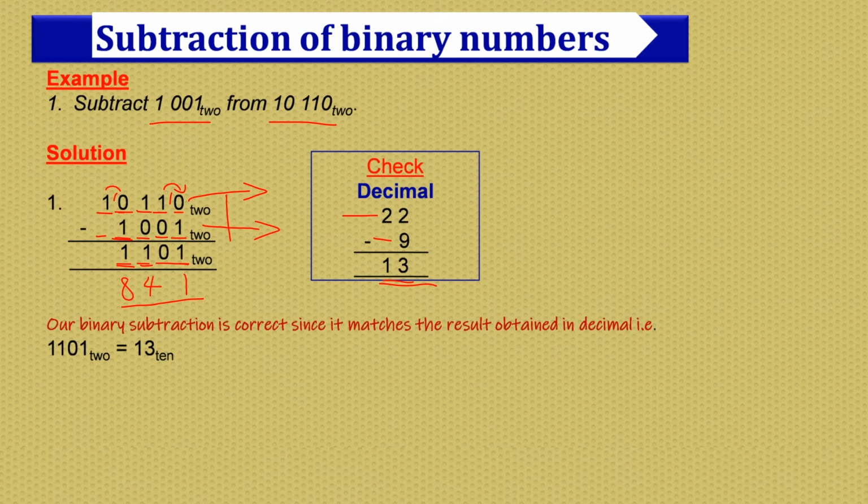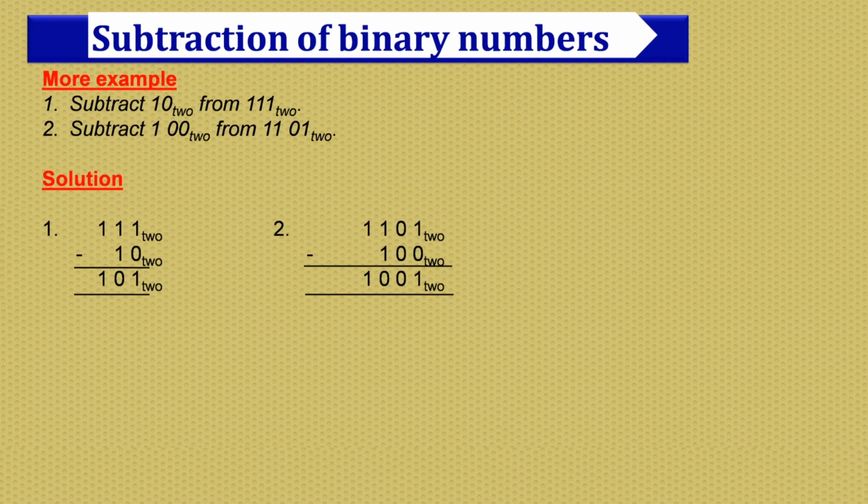Now, let's look at some more examples. Subtract 1, 0 from 1, 1 and subtract 1, 0, 0 from 1, 1, 0, 1. So we set out our numbers and then we go ahead to do our subtractions. 1 minus 0 gives us 1. 1 minus 1 gives us 0. And 1 minus nothing gives us 1.